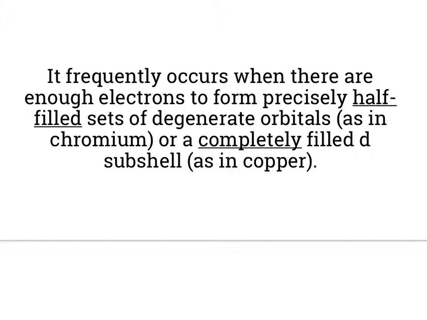So that frequently will occur, that kind of shifting one electron back down, when there are enough electrons to form precisely half-filled sets of degenerate orbitals, meaning they put one in everything. If they're able to get one in everything, they're going to try and do it. Or even more so, when you can completely fill the D subshell, as in copper, instead of just leaving it at, we're one away.